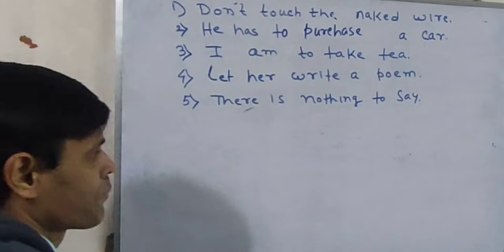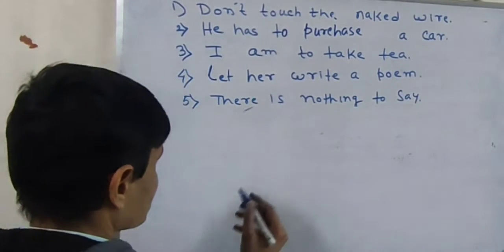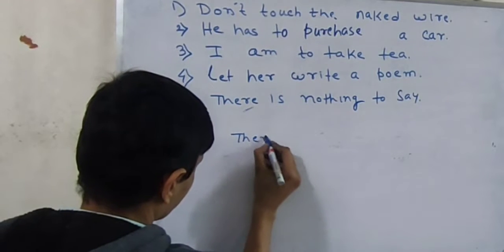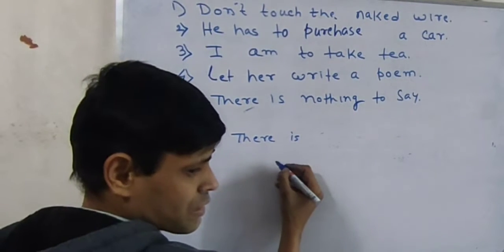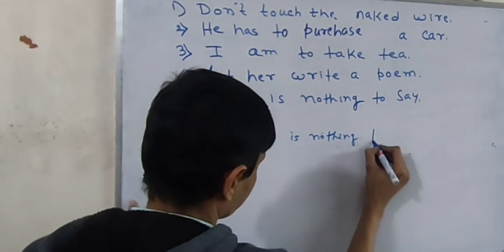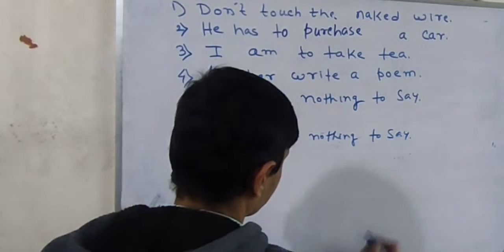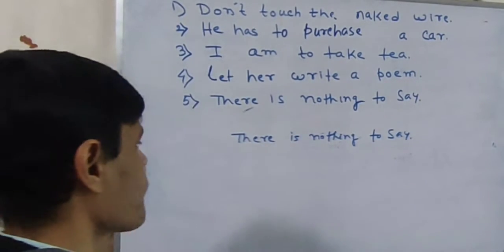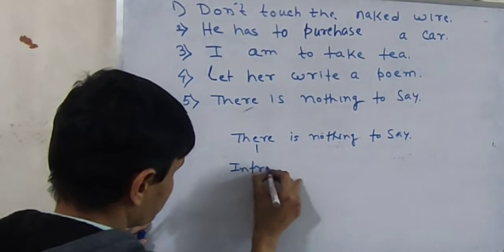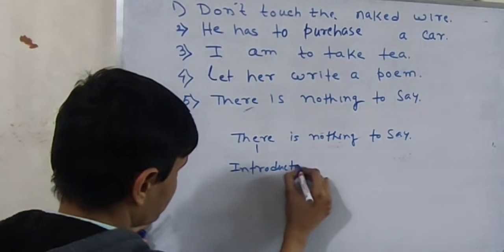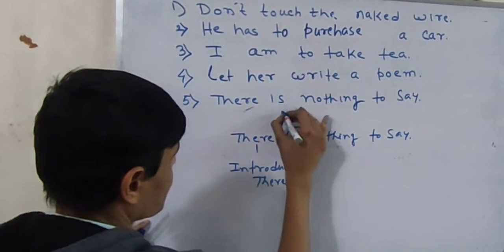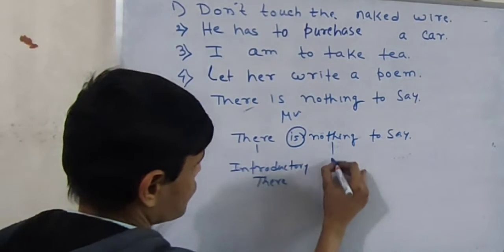There is nothing to say. The last question is also: there is nothing to say. When such things are there, this is called the introductory there. This is called the main verb. This is the subject.